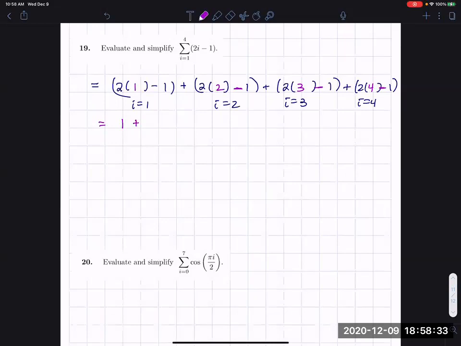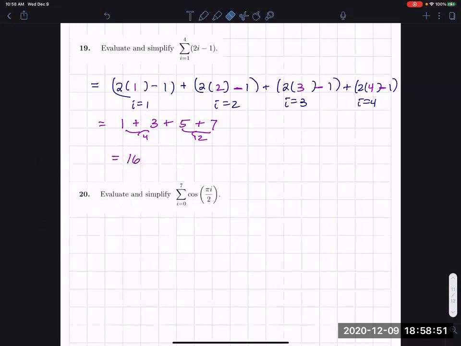2 times 1 minus 1 is 1. 2 times 2 minus 1 is 3. 2 times 3 minus 1 is 5. 2 times 4 minus 1 is 7. Add those up. Let's see, this is 4. This is 12. So the final answer will be 16 on that one.